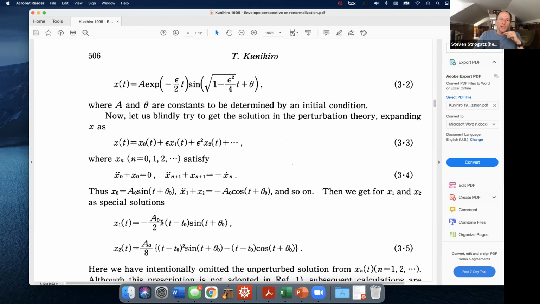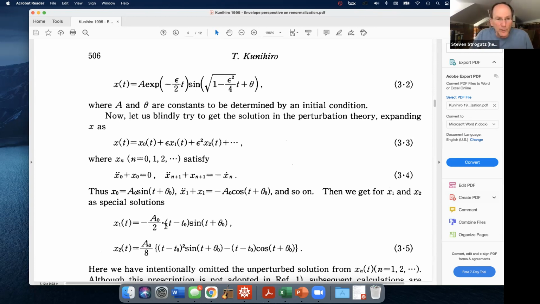When they solve for x1, they only write down the particular solution. They don't bother writing down the homogeneous solution. That's sort of customary in this part of renormalization. And why not? Why can they get away with only writing down the particular solution?